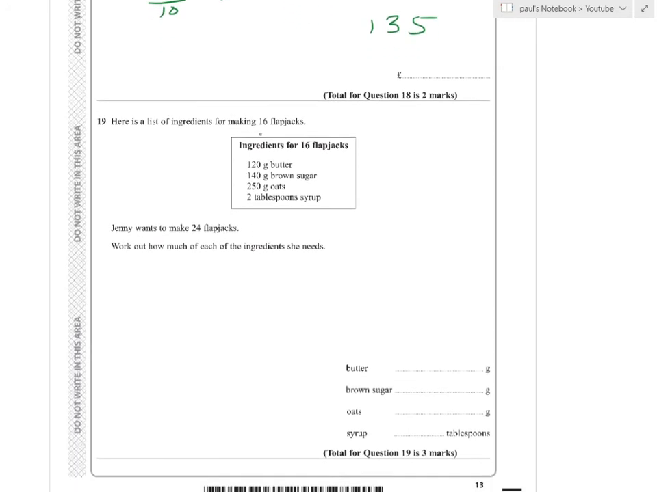Here's a list of ingredients for making flapjacks, 16 of them. We want to make 24, so we need to make another 8. So you need half as much as that. So you need 60, 70, 125, and 1. Add these two together and you have the answer. So that's 180, 210, 375, and 3 spoons of syrup.